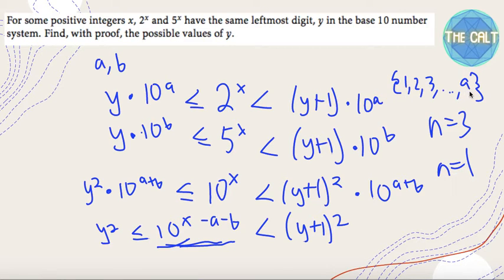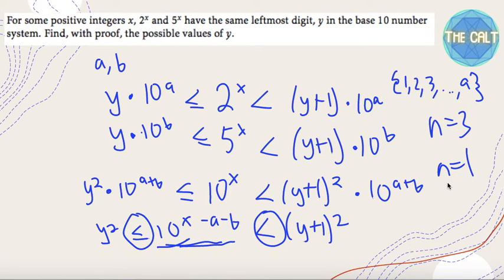So you might think 9 works, because then you have 9 squared, which is 81, and 10 squared, which is 100, and 100 is a power of 10. But notice this is a less than sign, and this is a less than or equal to sign. So if there's a power of 10 equal to y squared, that will work. But if there's a power of 10 equal to y plus 1 squared, that won't work, because we have a less than, not a less than or equal to.